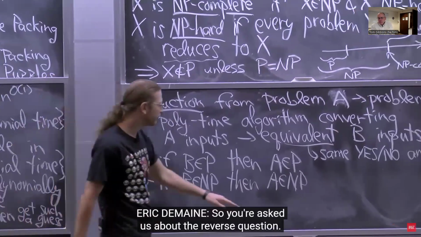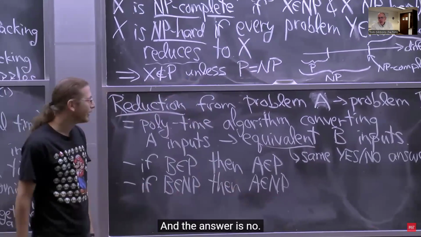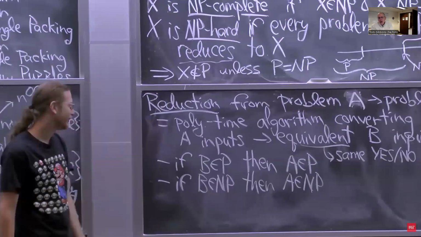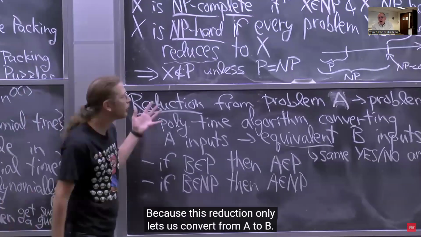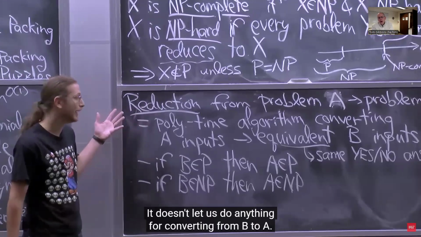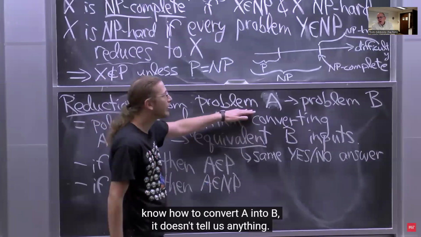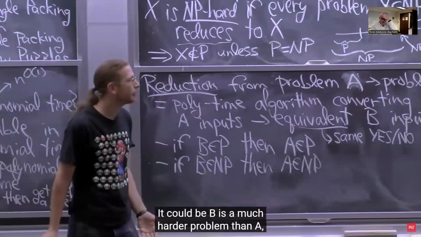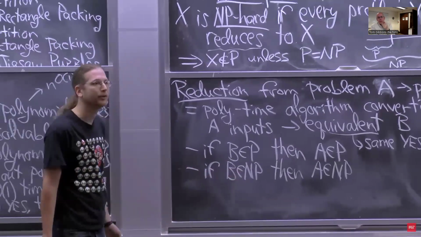Yes, but the reverse question, if A is in NP, then we conclude that B is in NP, the answer is no. Because this reduction only lets us convert from A to B. It doesn't let us do anything for converting from B to A. So if we know how to solve A, and we also know how to convert A into B, it doesn't tell us anything. It could be B is a much harder problem than A in that situation.